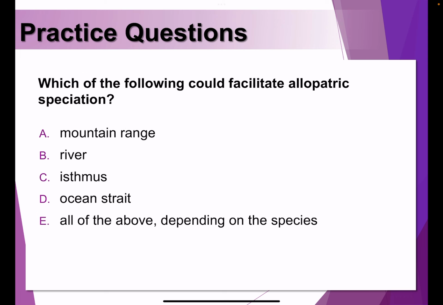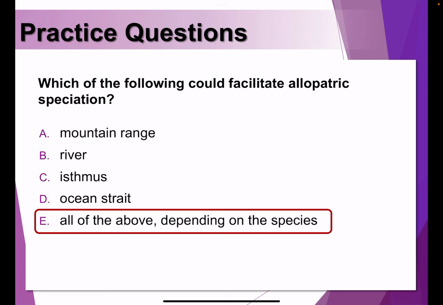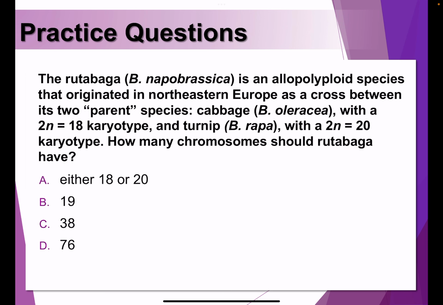to mate. Which of the following could facilitate allopatric speciation? All of the above, depending on the species. If that species cannot cross a mountain range, then they will remain separate. If that species can't cross a river, then they will never be able to swim across and they will remain separate. And the isthmus, they can't cross it, same thing. The ocean strait, same thing. Anything that impedes or blocks the species from interbreeding, that's how new species will arise, because that barrier is stopping gene flow from happening between the two species.